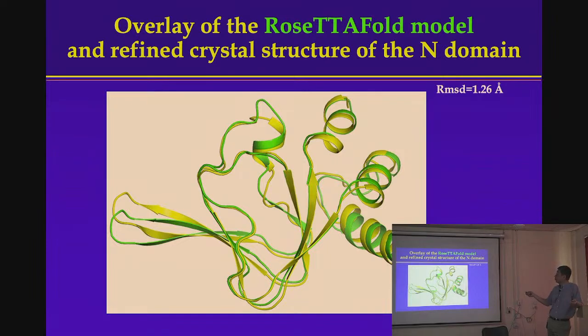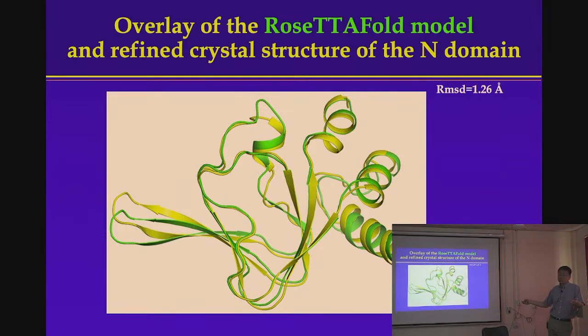Okay? So green is the model from RosettaFold, and yellow is our actual crystal structure. You can see overall they are actually remarkably similar. RMSD 1.3 angstrom. And you can see the beta sheet here almost right on top of each other, showing the quality of the prediction. But then you can also see the alpha helices are somewhat different, and this beta hairpin is also somewhat different as well.